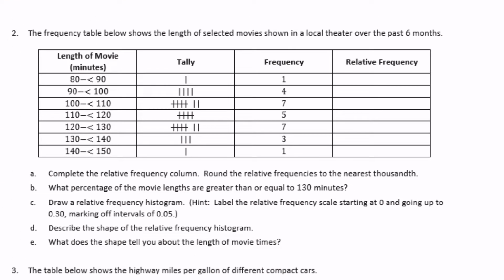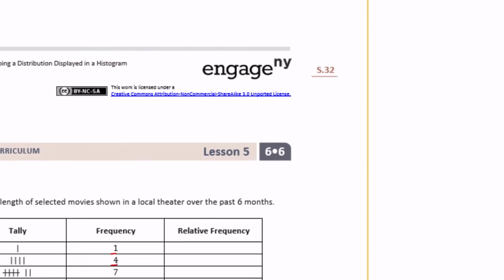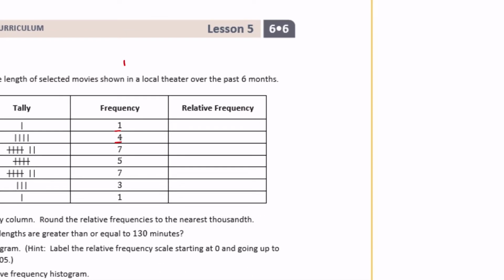Number 2, the frequency table below shows the length of selected movies shown in a local movie theater over the past 6 months. A, complete the relative frequency column, round the relative frequencies to the nearest thousandth. Okay, so I'm going to find my calculator, but first let's add up. We need to know the total frequency, so let's add all of these together. Let's do 1 plus 4 plus 7 plus 5 plus 7 plus 3 plus 1.